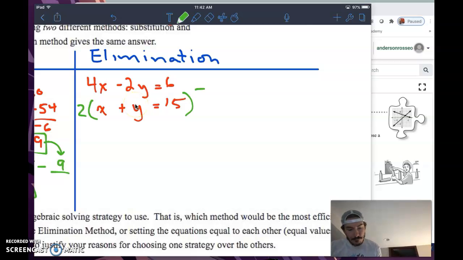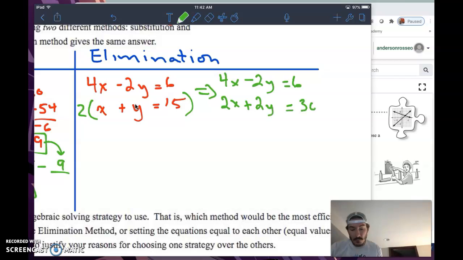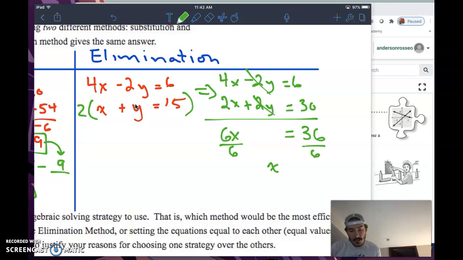I'm just going to rewrite that first equation: 4x minus 2y equals 6. I didn't do anything to it, I just rewrote it. But now I'm going to double everything in that second equation: 2x plus 2y equals, and don't forget to double the 15. Now we've got those opposites, and here's where that column addition comes in. Pretty handy. 2x and 4x make 6x. The 2y and negative 2y cancel, and we get 36, because 6 and 30 makes 36. Then we just divide everything by 6, and we get x is equal to 6.